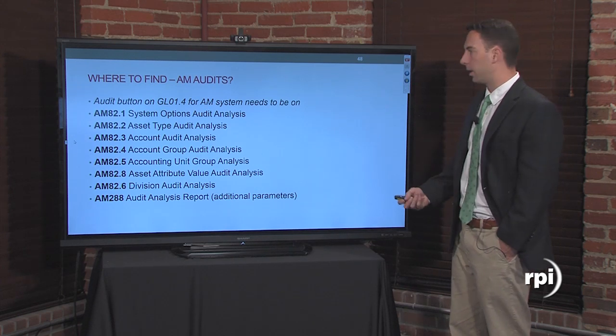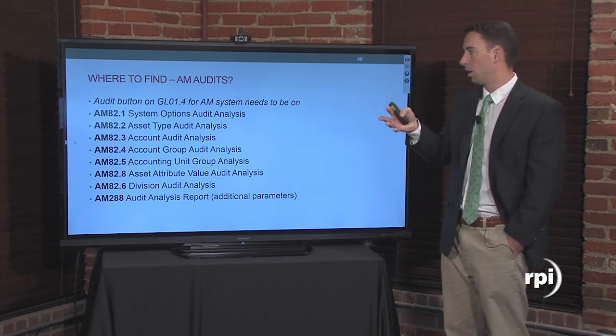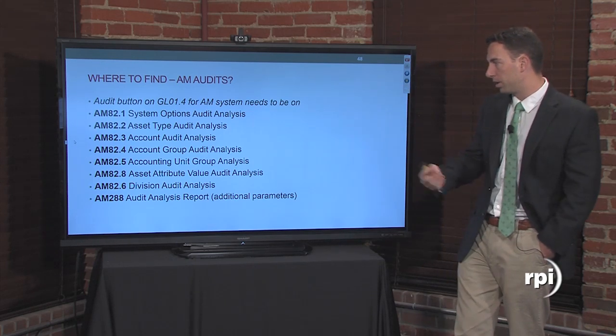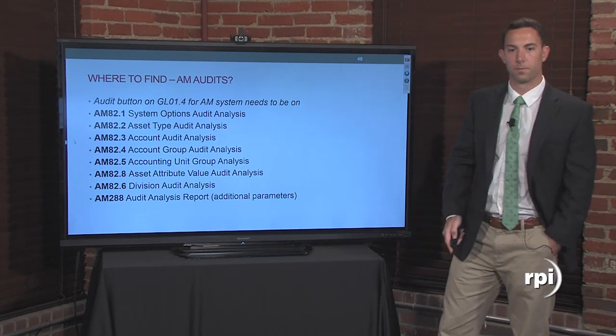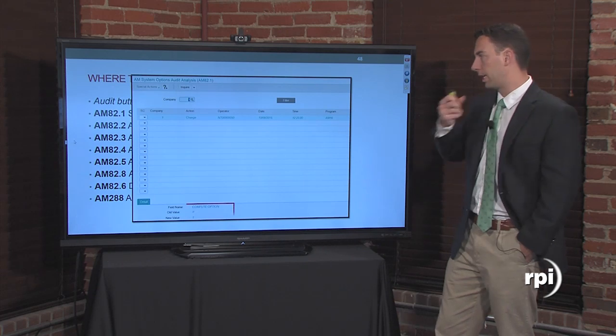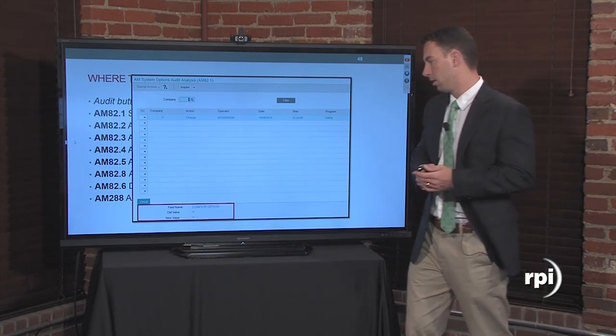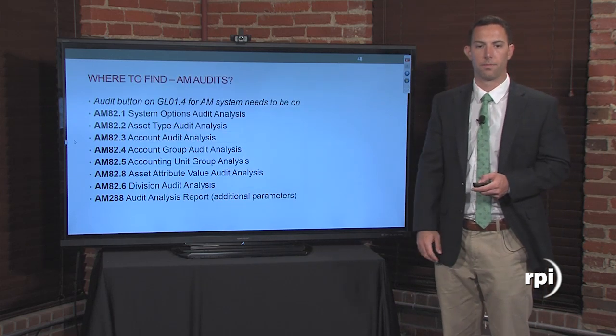AM, again, same thing. Go out to GL01.4, turn that flag on. From that point on, here's everything you can audit from system options all the way down to divisions, accounting unit groups, account groups. And here's another example of what that form looks like. Just remember, the bottom is going to show you what actually changed.